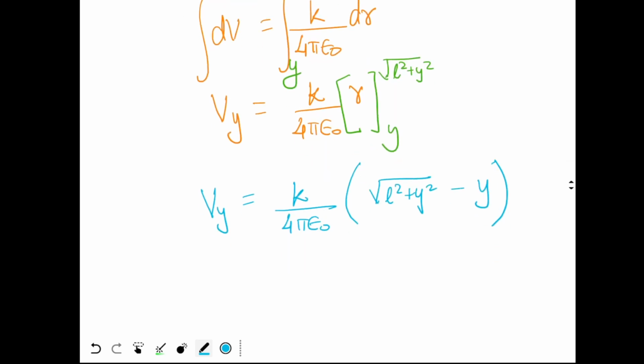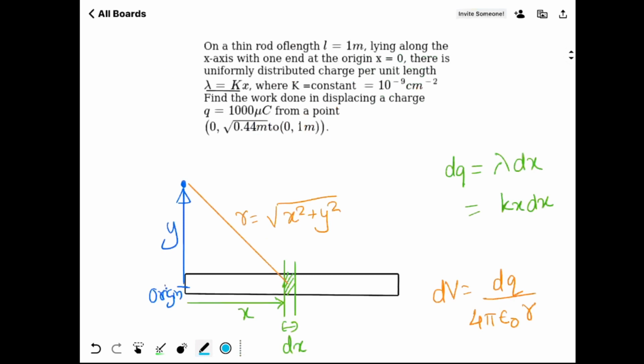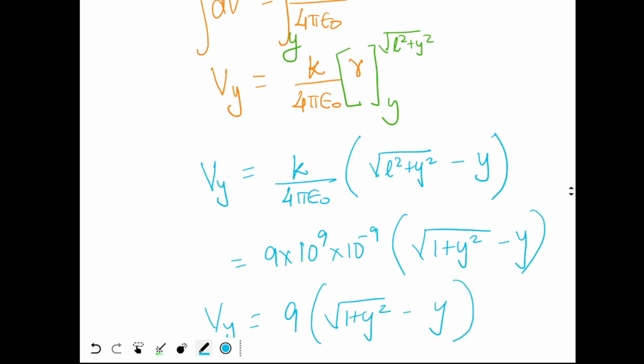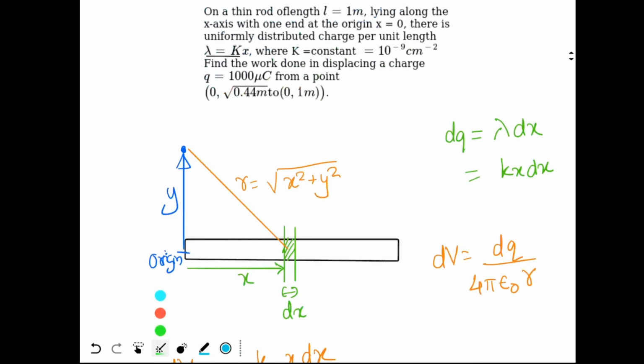So this is my potential. Let's put the values. 1 by 4 pi epsilon naught is 9 into 10 power 9. The value of k is given to be 10 power minus 9, and L is 1, so root of 1 plus y square minus y. So we get Vy equal to 9 times root of 1 plus y square minus y. So this is the potential. Now we put the two values of y. We have to find the potential at this point and this point.